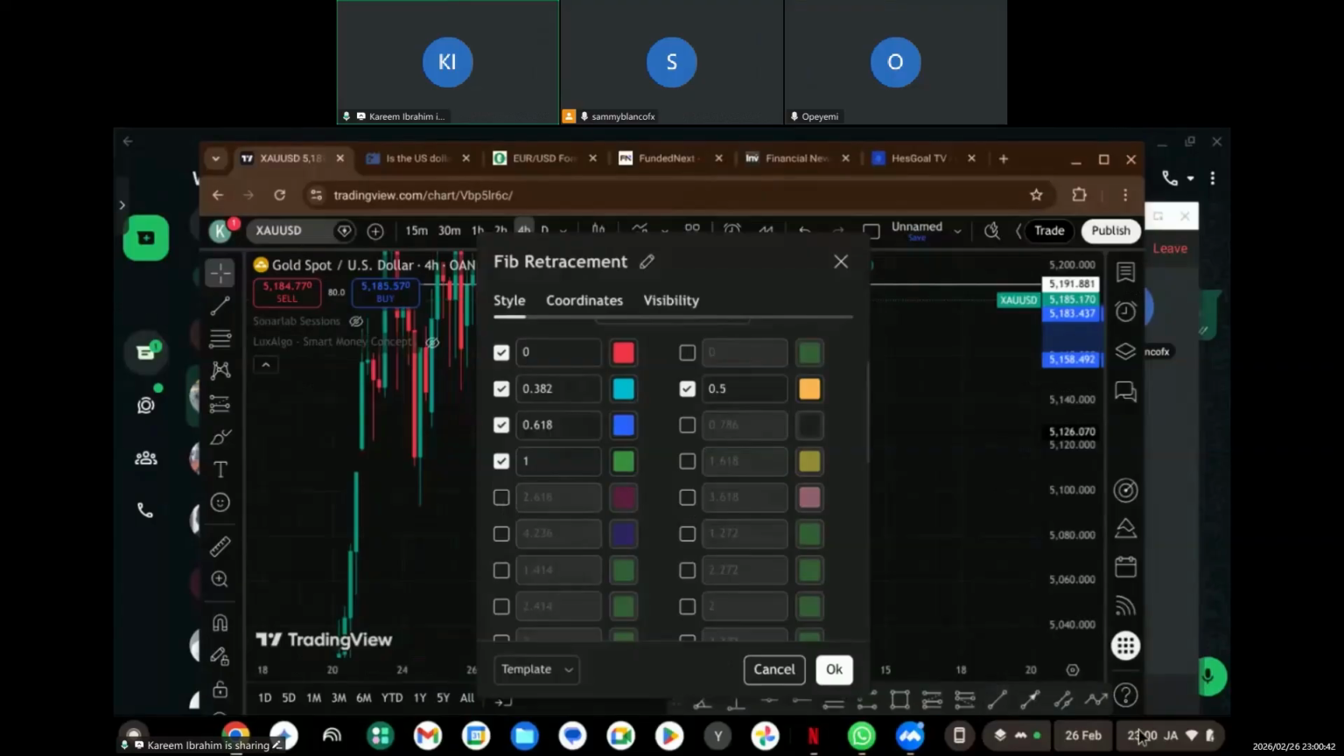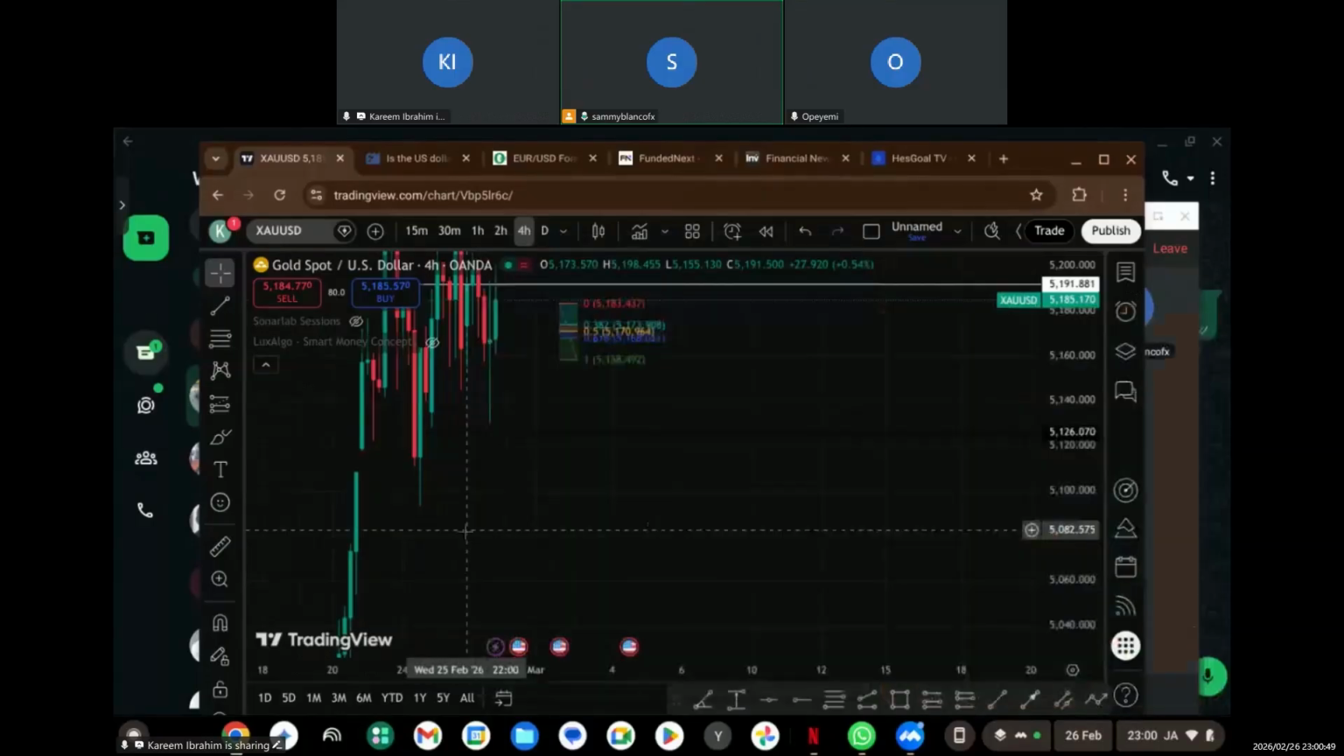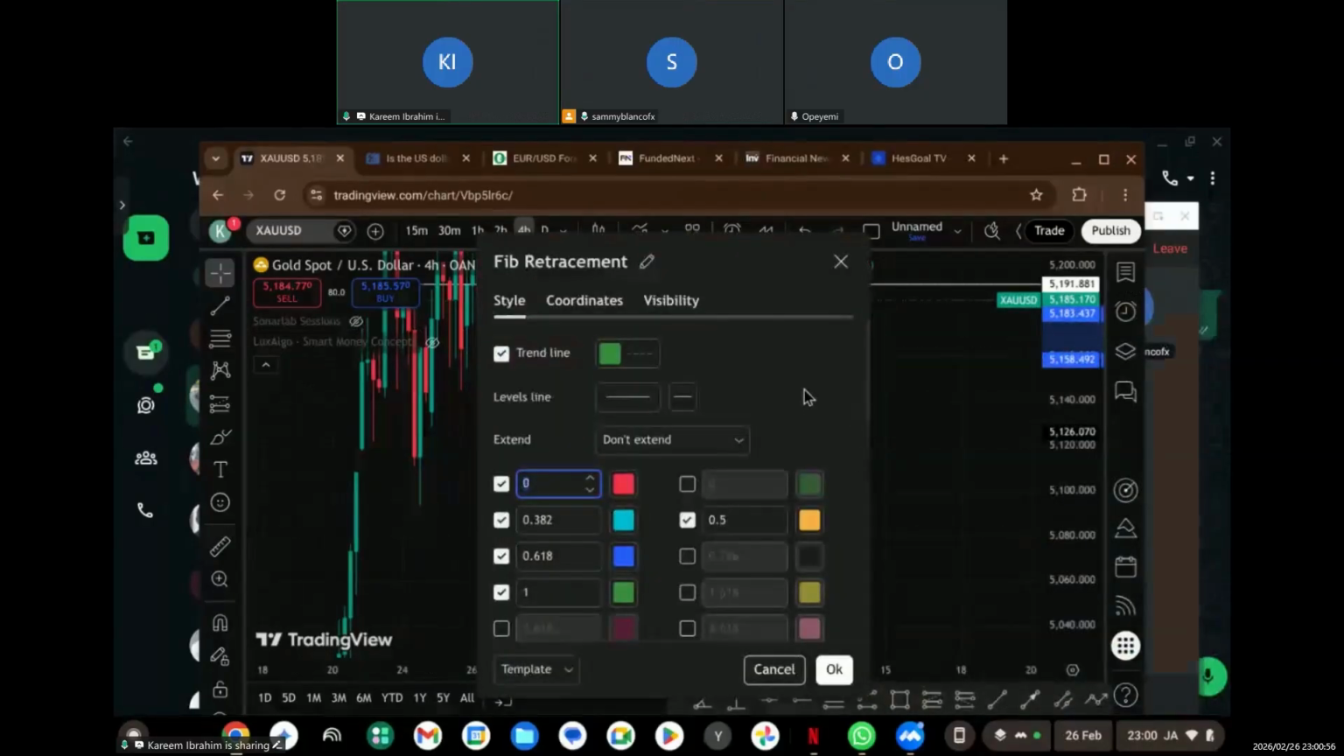Now these are the ones that you need now. 1, 2, 3, 4. That is your 0 level. You have 0.3. Go back inside that thing. We have not finished yet. Now you have 0.382. You have 0.618, and then that is 100%. The next one, that one is 100%. Okay. So now what next is the background color.